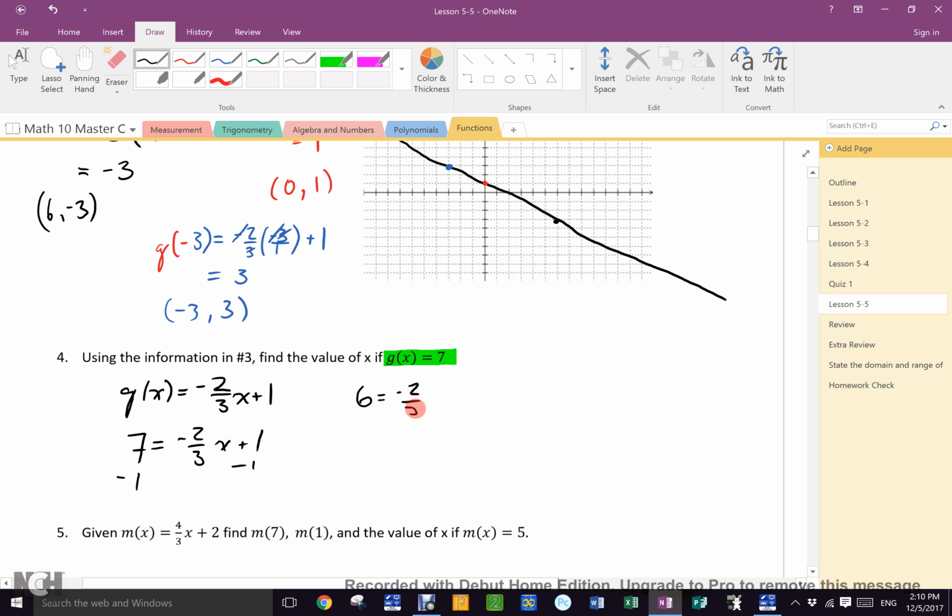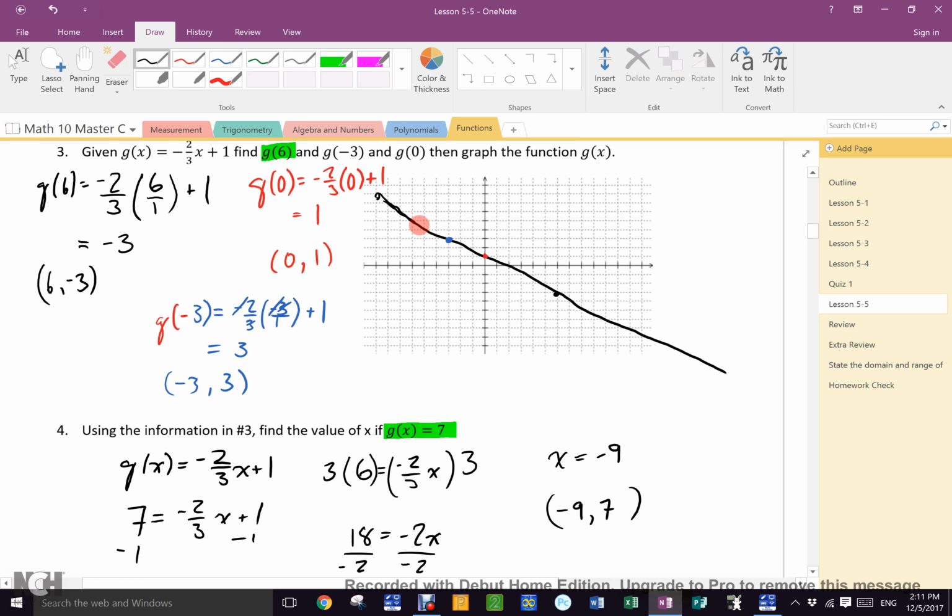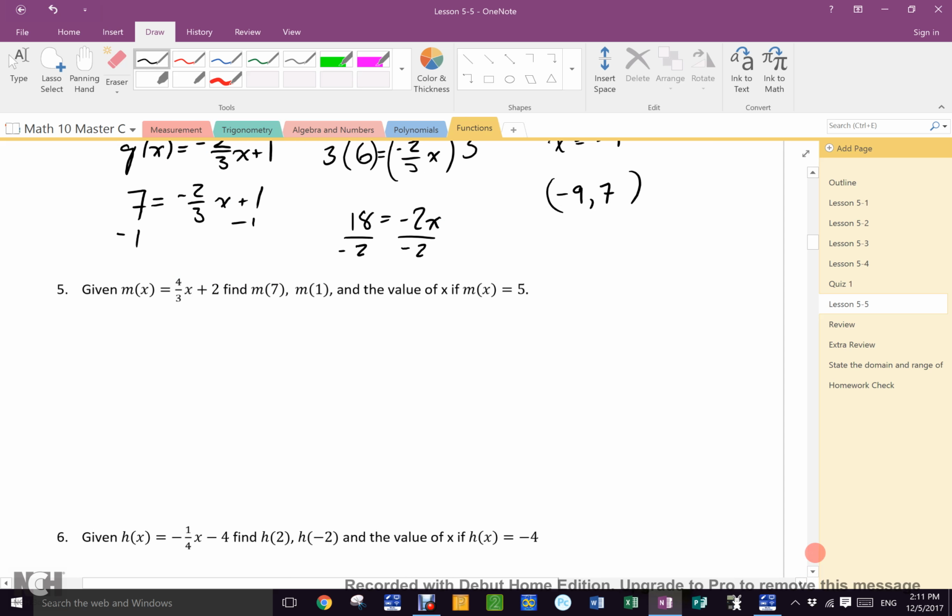X equals negative 9. So what is my ordered pair in number 4? Negative 9, 7. Now let's check. Negative 9, 1, 2, 3, 4, 5, 6, 7, 8, 9. Up, 1, 2, 3, 4, 5, 6, 7. Is it on the line? Ta-da! Everybody cool? Great. Let's see if you really are.